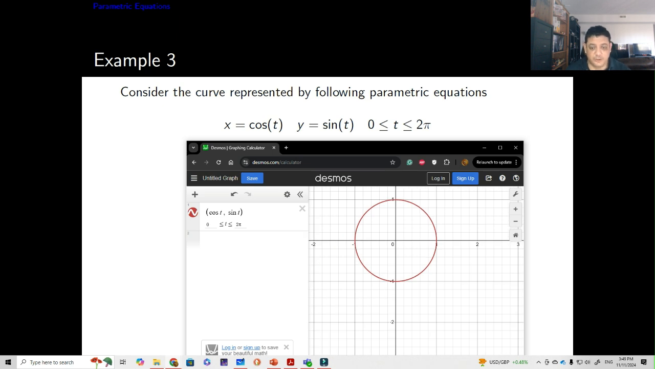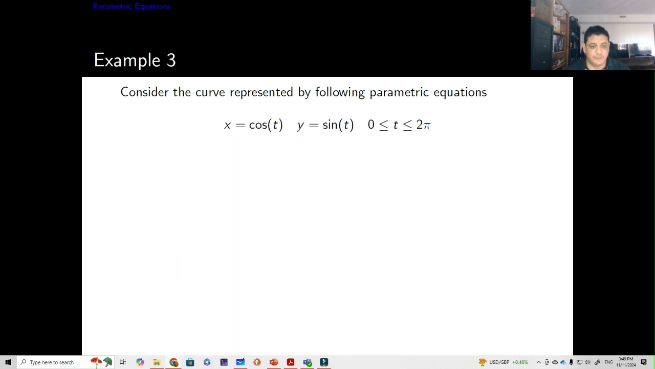This probably is something that you already know, that x equals cosine t, y equals sine t, represents the unit circle of radius 1 when you make t move between 0 and 2 pi. And so this is another example of a parametric curve. Of course, in this case, our parameter is t, and t is moving between 0 and 2 pi.